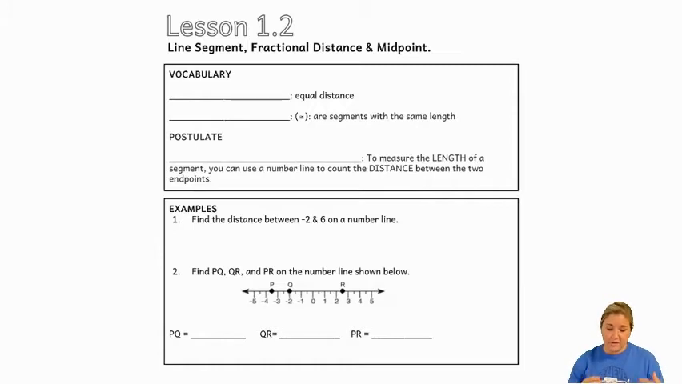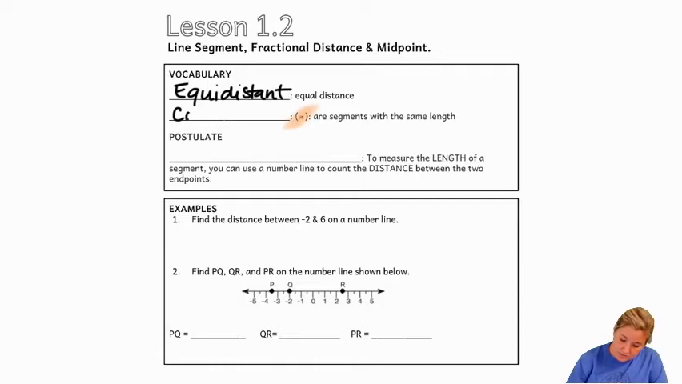So just some quick vocabulary review. When you say something has equal distance, you say equidistant. So two objects that are exactly the same distance apart are equidistant. And this little symbol here, the equal sign with the little squiggle above it, is going to be congruent. It is very, very important that you remember what that sign is.